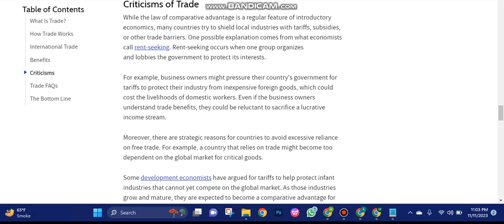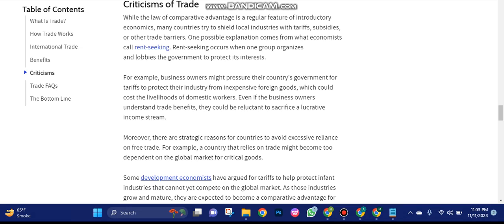For example, business owners might pressure their country's government for tariffs to protect their industry from inexpensive foreign goods, which could cost the livelihoods of domestic workers. Even if the business owners understand trade benefits, they could be reluctant to sacrifice a lucrative income stream.